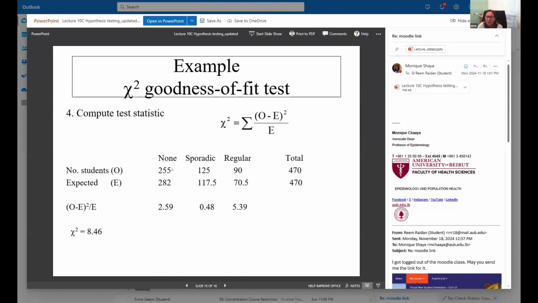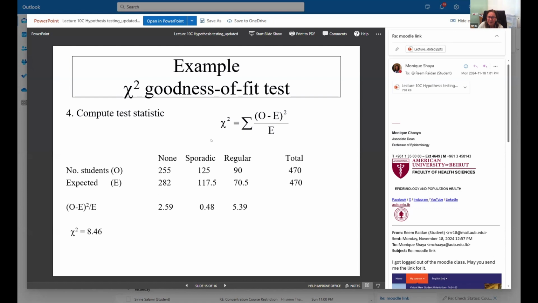So what we do now, we look at the difference between 255 and 282. We square it over 282. 125 and 117, we square it over 117. 90 minus 70, I square over expected. So I'm looking at how large is the difference between what I observed and what I expected. These are the numbers, 2.59 for the first one, and the summation of observed minus expected squared over expected. So we put them together: 2.59 plus 0.48 plus 5.39, and we end up with a chi-square, which is my test statistic, of 8.46.